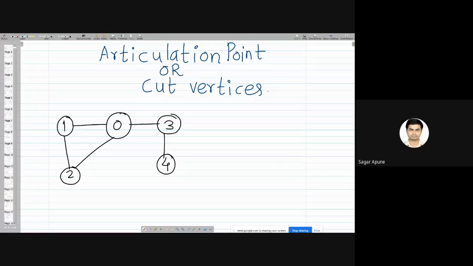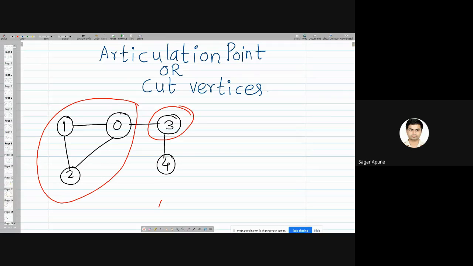Okay, what about 3? If I remove 3, then this is my one graph having 3 nodes and this is my second graph having 2 nodes. So there are 2 articulation points. The first one is 0, the second one is 3. Okay, 2 articulation points. Next example.